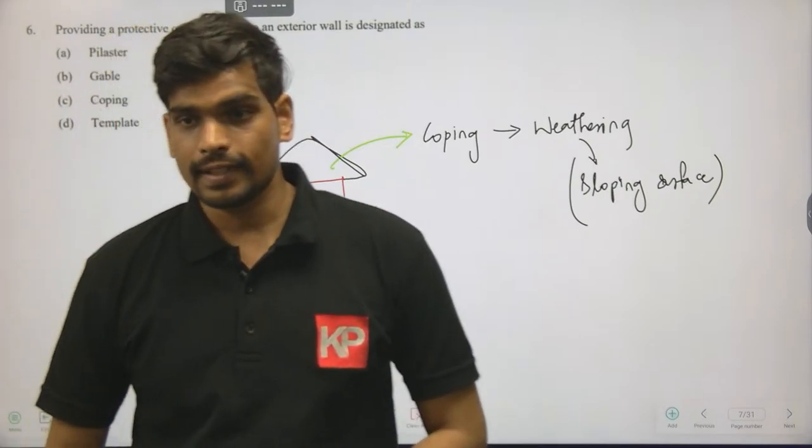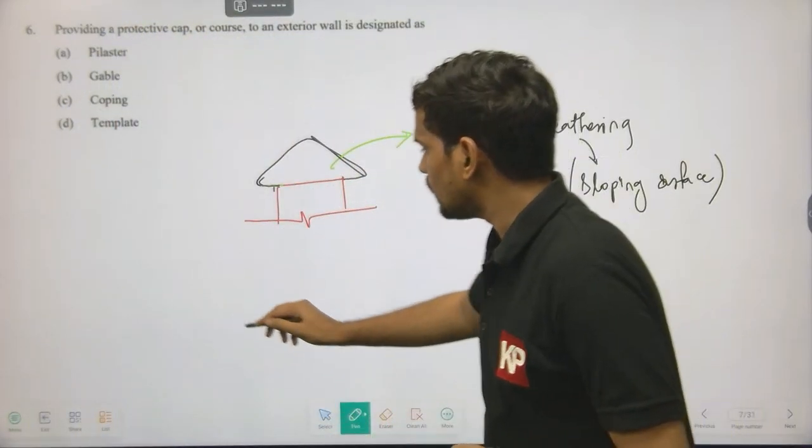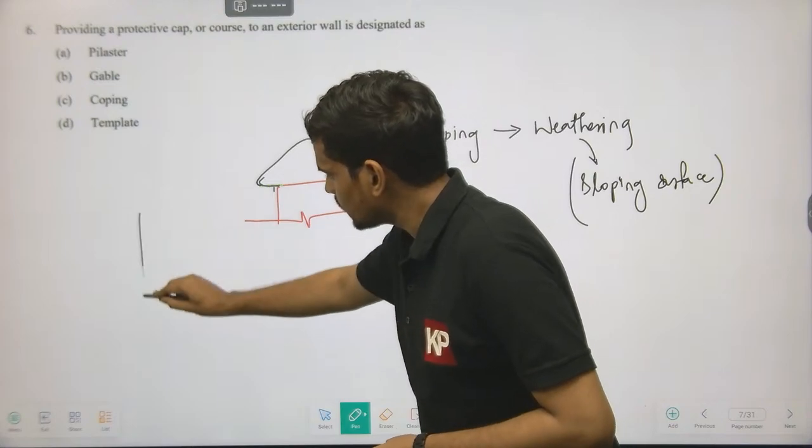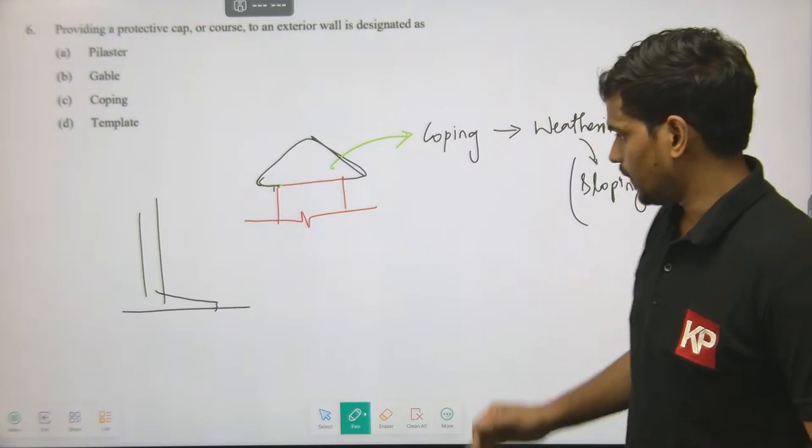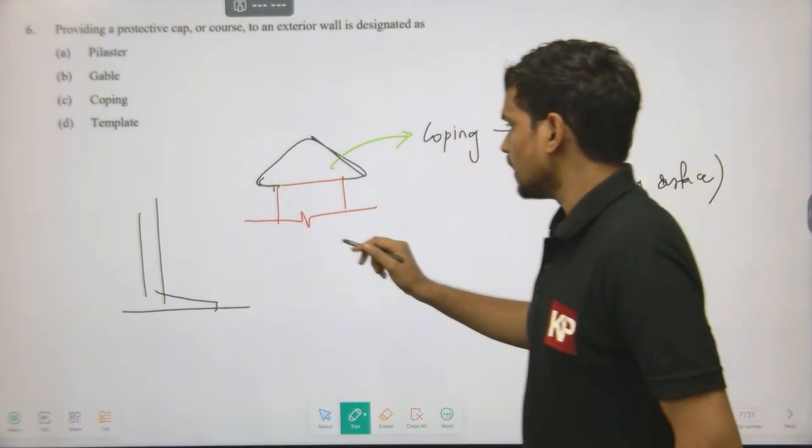One more example of weathering would be the sill. In a window sill also you provide a sloping surface. So the sill of a window can also be called a weathering surface. So coping is the answer for this question.